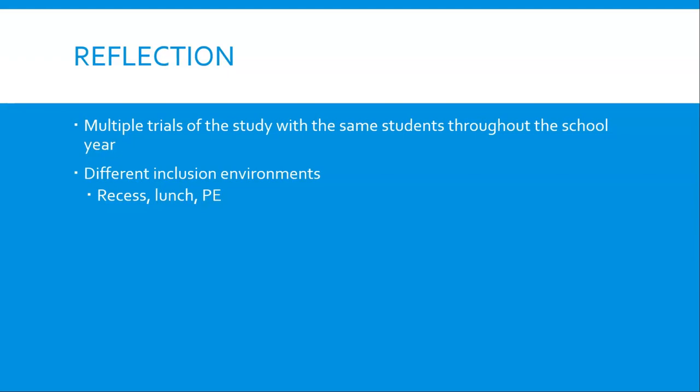I also would like to try a study like this to get information on how inclusion looks in different environments. How do typically developing students interact with these students with severe disabilities when they're at recess? What about when they're at lunch? What about when they're at PE? This study, if looking through multiple environments, would give better insight on the effects and the positive benefits of inclusion between typically developing peers and peers with severe disabilities.